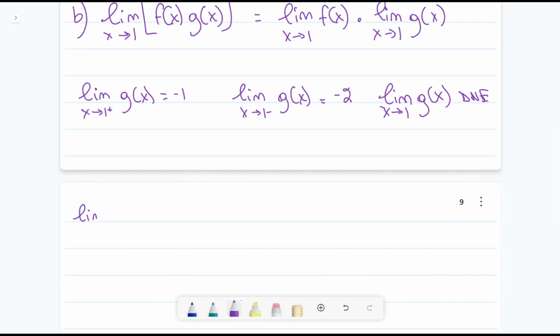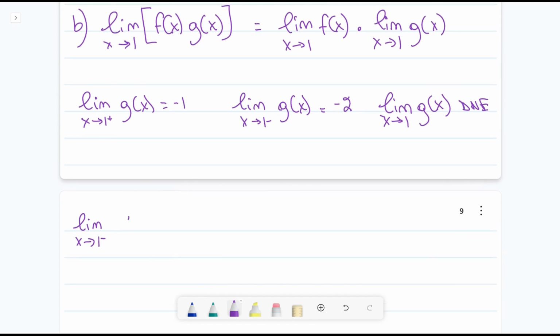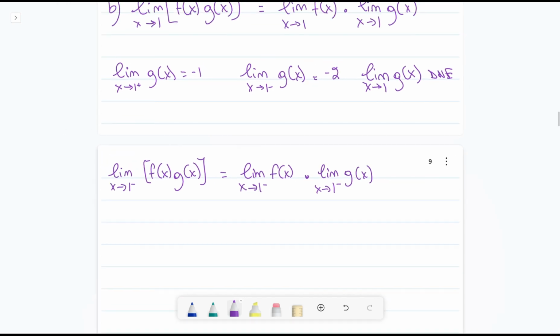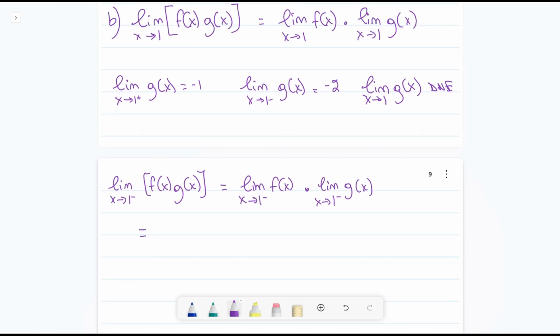So instead of computing the limit as x approaches 1, we will compute the limit as x approaches 1 from the left of f of x times g of x, and this is the limit of f of x as x approaches 1 from the left times the limit of g of x as x approaches 1 from the left. Regarding f of x, we already said that it is 2. And for g of x, as x approaches 1 from the left, the answer is -2. So 2 times -2 is -4.